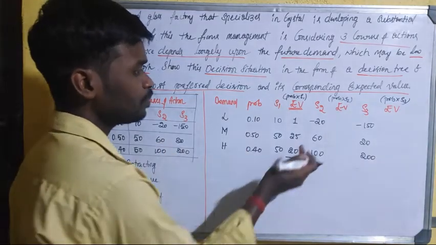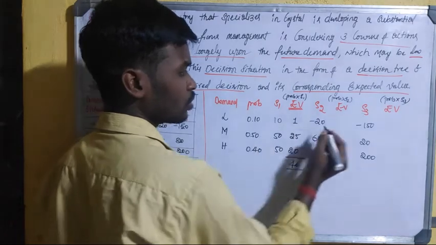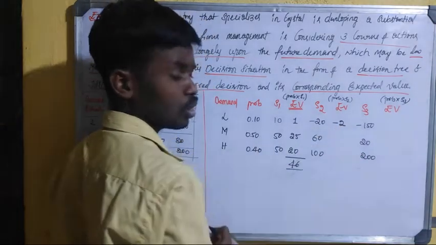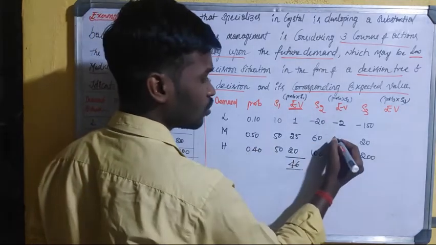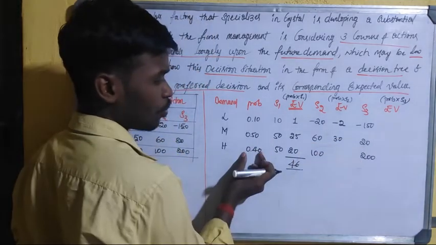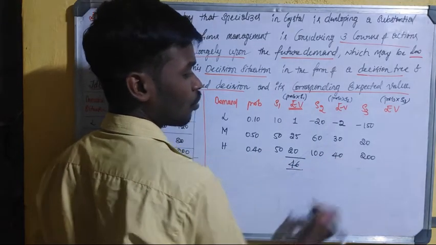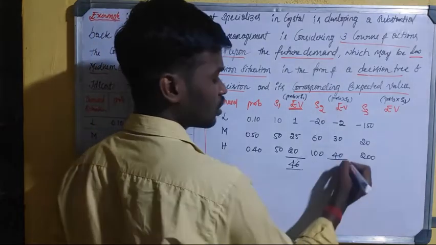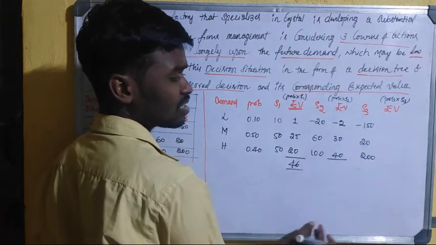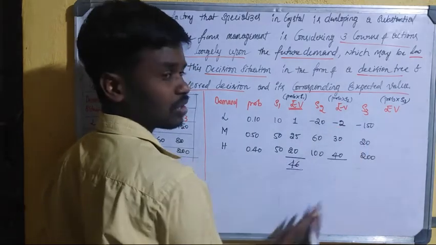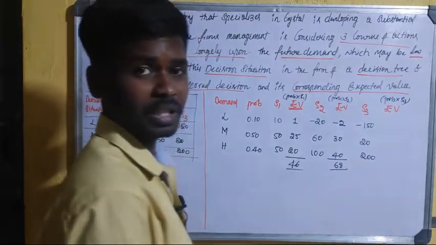See, minus 20 into probability 0.10, how much will you get? Minus 2. Next 0.50 into 60, you will get 30. Next 0.40 into 100, that is 40. Now the expected value of the second alternative: 40 plus 30 is 70, 70 minus 2, you will get 68 as the expected value.